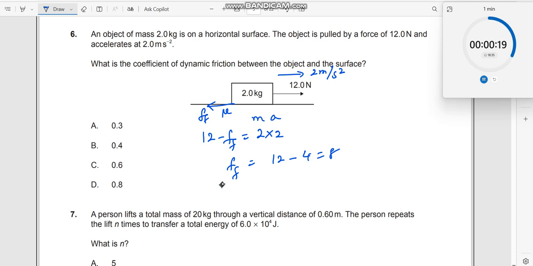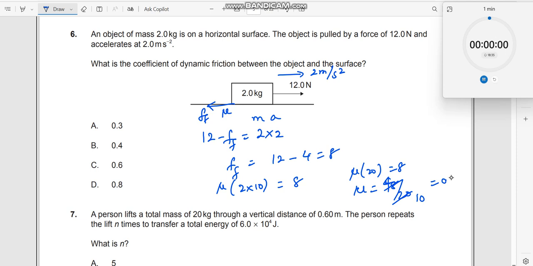Now since it is moving, frictional force equals mu times mg. What is m here? 2 multiplied by g, which is 10, so mg is 20. So mu times 20 is equal to 8. Mu should be equal to 8 by 20. 2 4s are 8, 2 10s are 20, so it should be equal to 0.4, right?